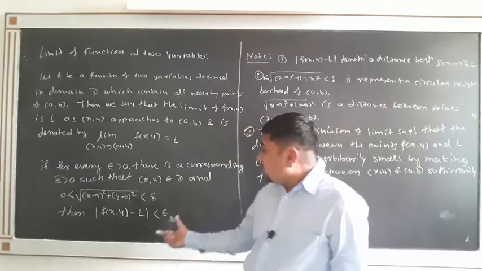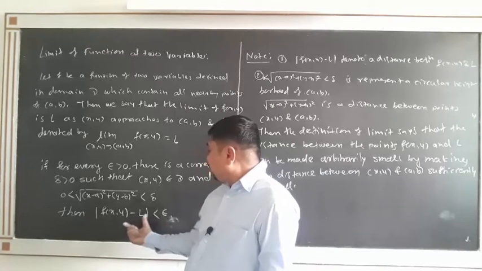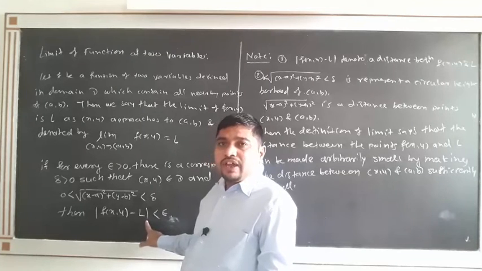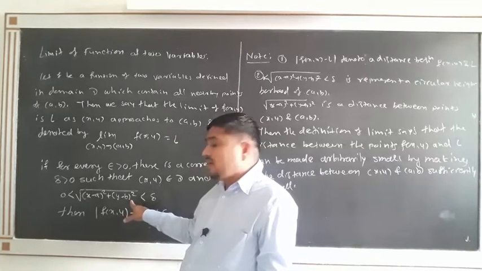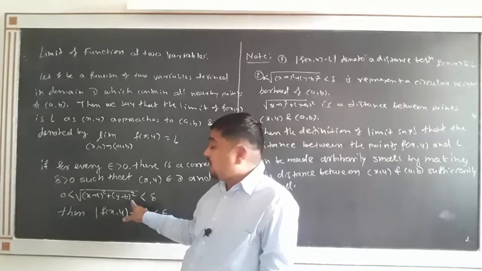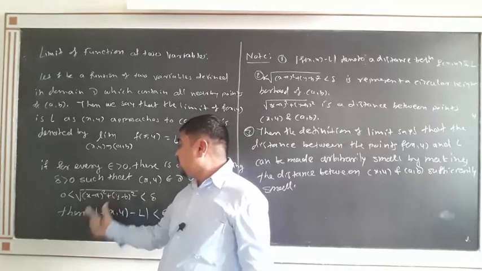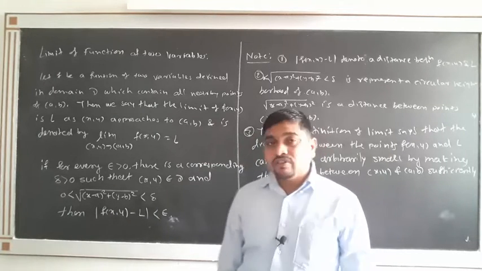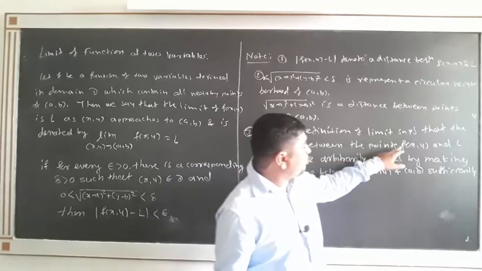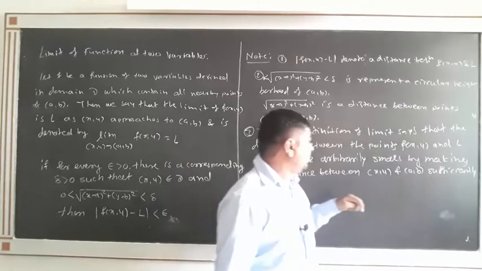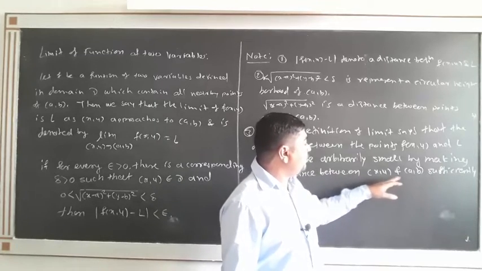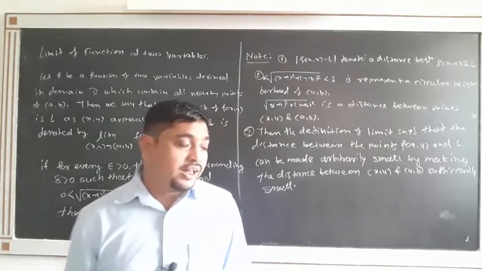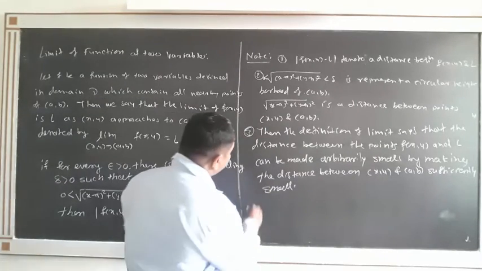Take a very small distance between f of x, y and L. You can make it as small as possible. We can find a delta, or sufficiently small distance, between the point x, y and (a, b). What does it mean? You make a small distance between these two points by making a sufficiently small distance between (x, y) and (a, b). Okay.